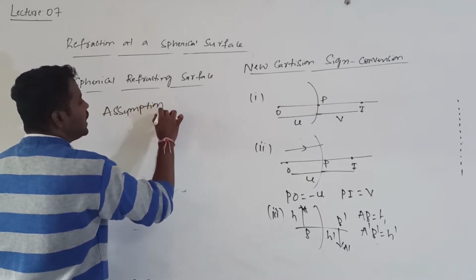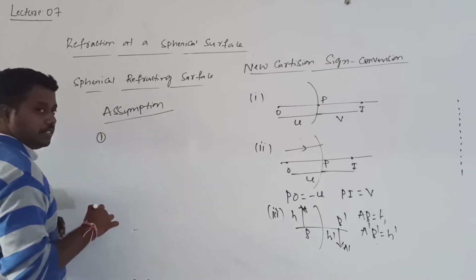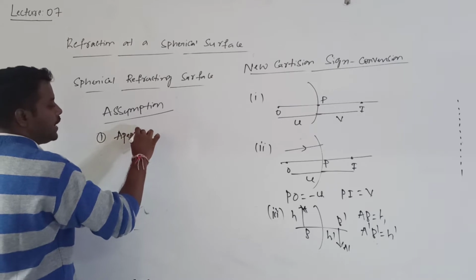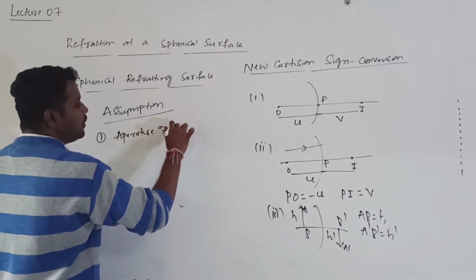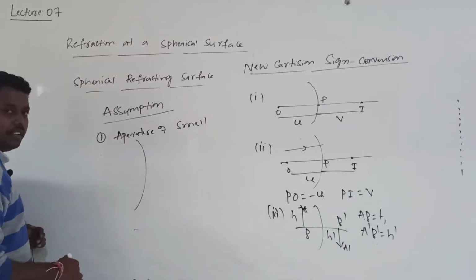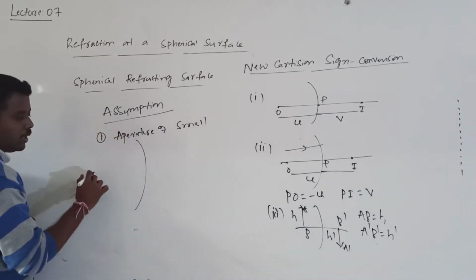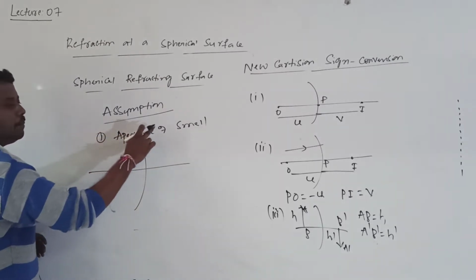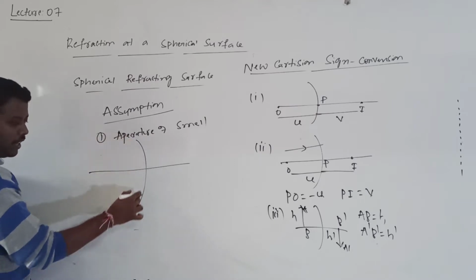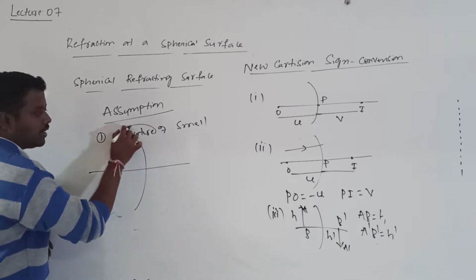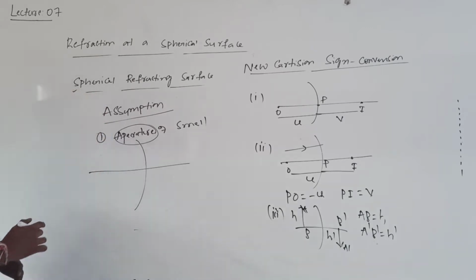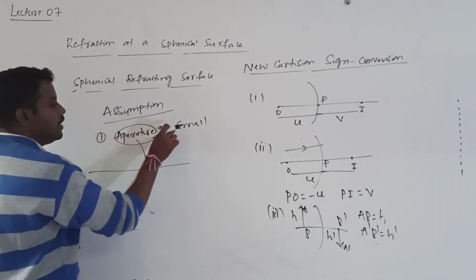Assumptions for studying the refraction at a spherical surface. The first assumption is that the aperture of the spherical surface is small. What is the meaning of aperture? The effective area, the area which is available for the refraction, is called the aperture. How much area is available for the refraction is called the aperture. So the assumption we will make for deriving the relation for refraction at a spherical surface is that the aperture of the spherical surface is small.